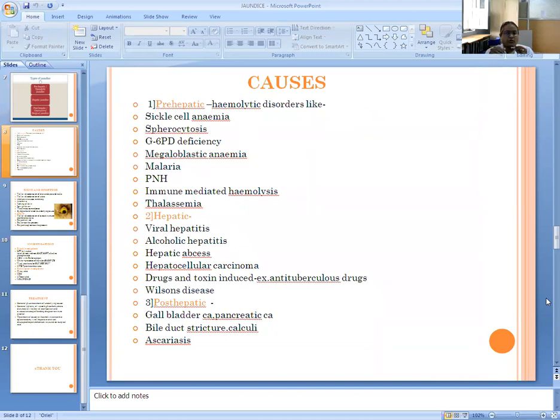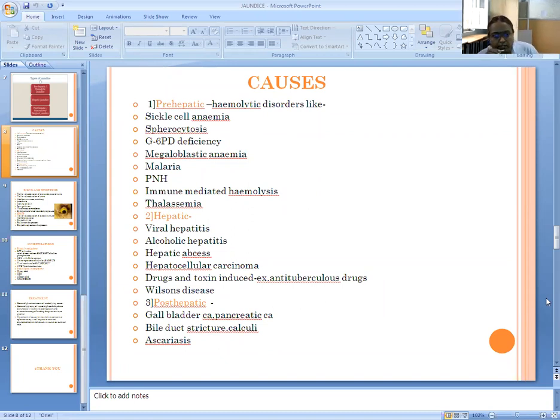Hepatic causes mainly include damage to the liver, like viral hepatitis, alcoholic hepatitis, hepatic abscess, malignancies of the liver, some hepatotoxic drugs and toxins. As we already discussed, anti-tuberculous drugs are toxic to the liver. They can cause drug-induced hepatitis. There are many drugs which are toxic to the liver, mainly anti-tuberculous drugs, methotrexate, yellow phosphorus. These cause toxic hepatitis.